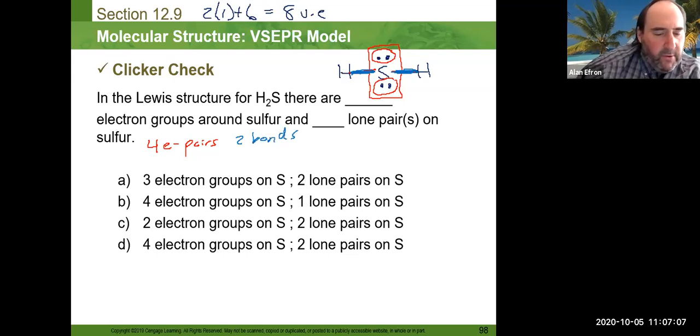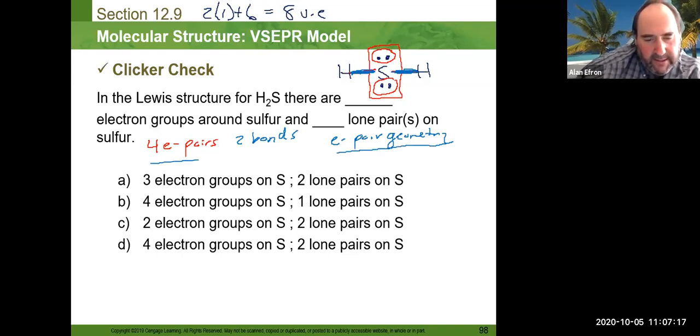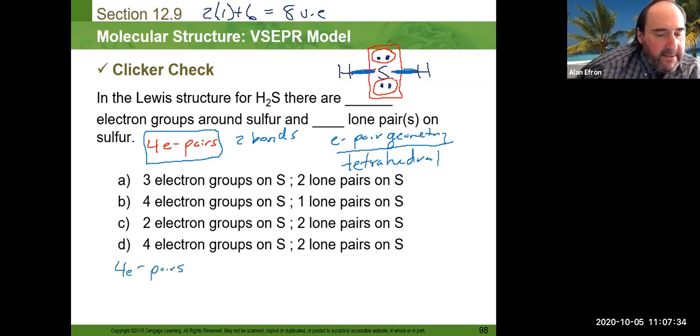So the first type of geometry is the electron pair geometry, our electron group geometry, I called it in that table. And that is based on how many electron pairs there are. So something with 4 electron pairs means that the electron pair geometry is going to be tetrahedral. Now, when we talk about 4 electron pairs, we basically had 3 geometries that went with that.